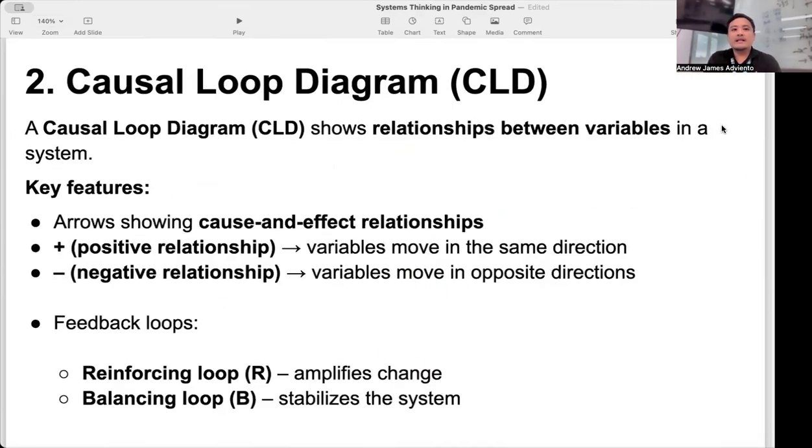Okay, so let's define CLD. CLD shows relationships between variables in a system. Key features: arrows showing cause and effect relationships, and a positive relationship means variables move in the same direction. Negative means variables move in the opposite direction. Feedback loops, as I mentioned a while ago: a reinforcing or R loop amplifies change. A balancing loop stabilizes the system.